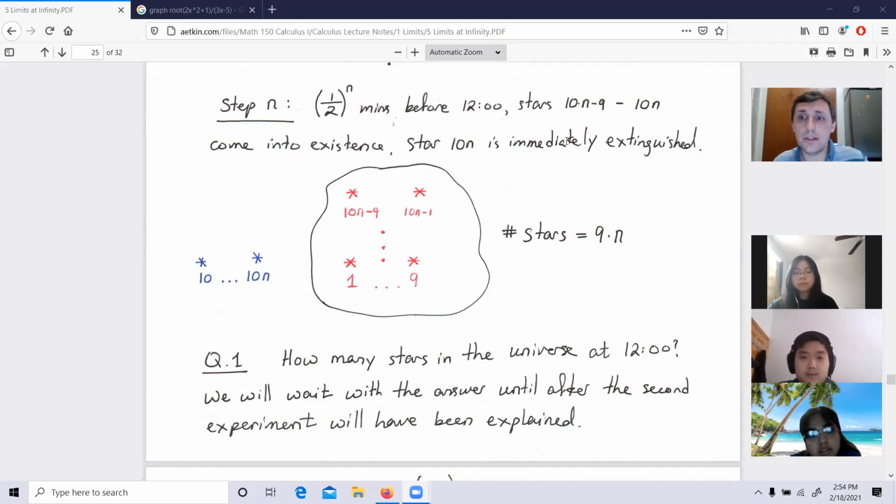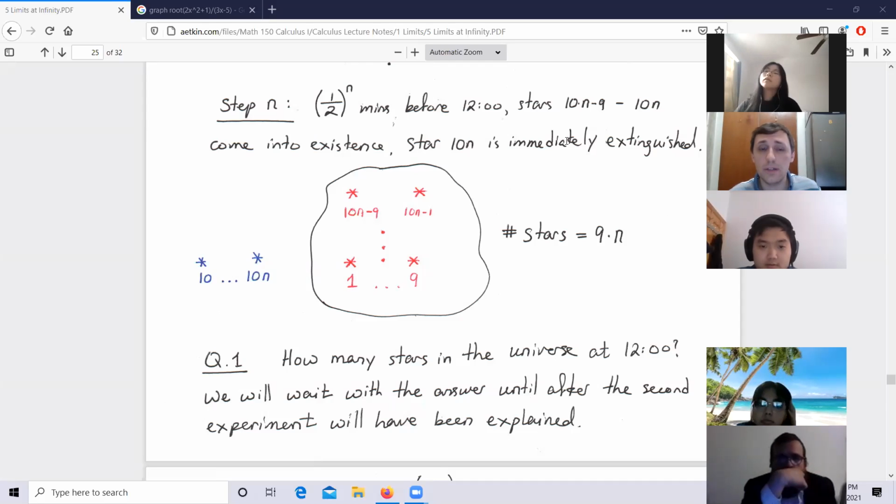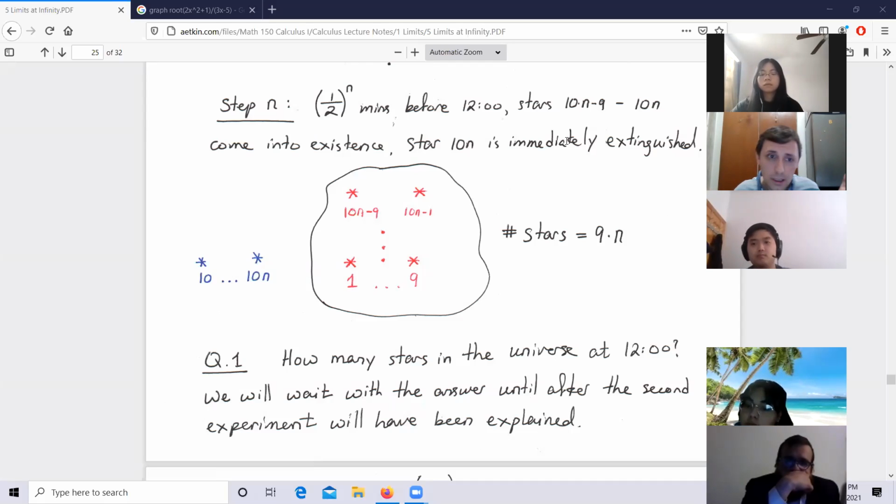And here is Zvi. You see, Zvi is asking something very interesting. If we keep halving the time, do we actually reach 12? That's what Zvi is saying. We keep halving the time: half, and then half of half, and half of half of half, right?